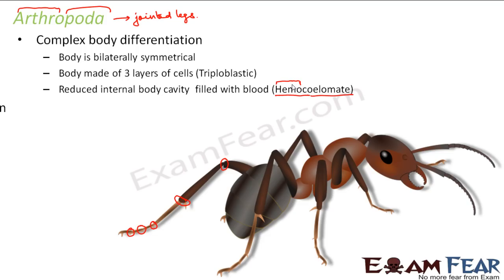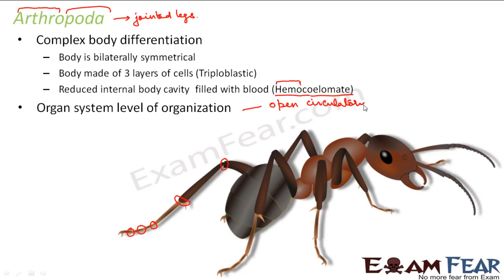So hemocoelomate. It has organ system level of organization because we have specific organs and we also have specific organ systems. So what all organ systems do we have here? Here we have open circulatory system. So it is not closed. In closed, the blood flows only through the blood vessels, but in open, it flows throughout the body. It has a nervous system. Now, the nervous system here is a little more complex. It consists of brain plus few nerve cords. So brain plus few nerve cords constitute the nervous system.